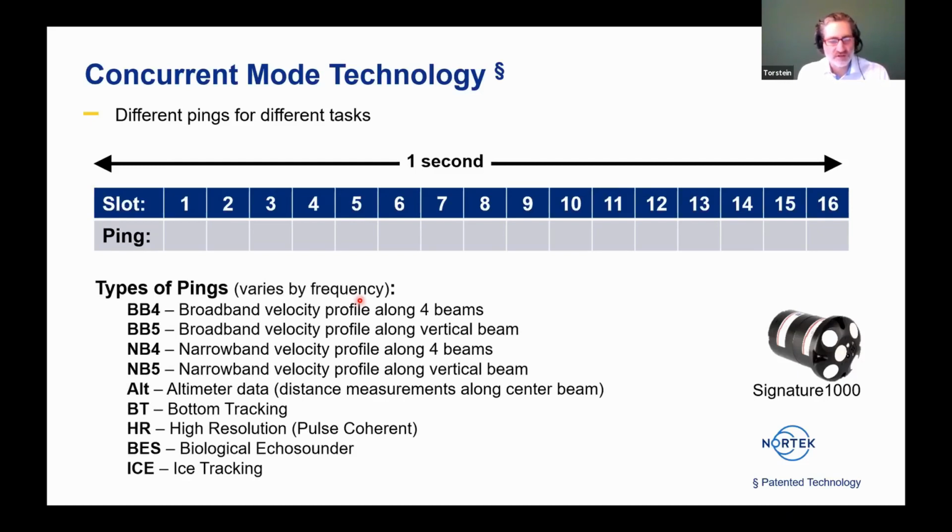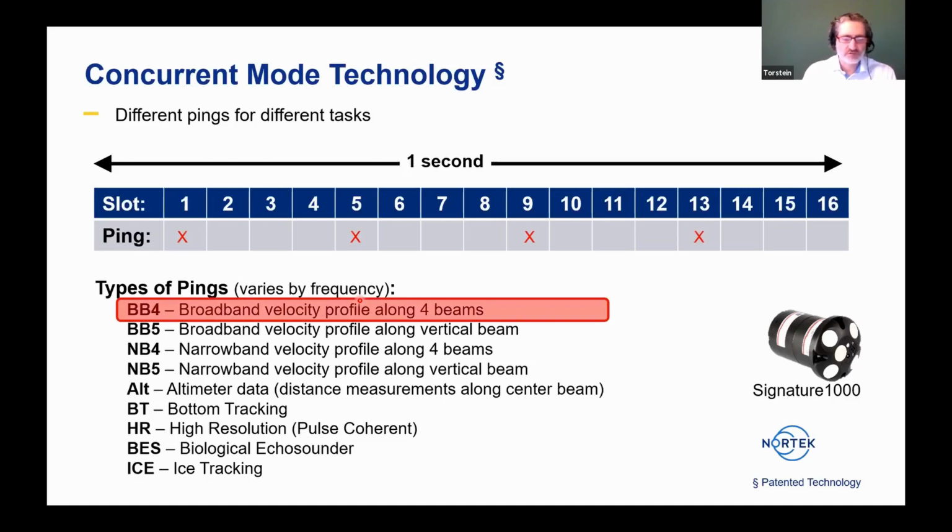For our wave measurements, we are using the broadband velocity profile on 4 beams, and we're using the echo sounder altimeter data. You can see where these fall within the time slot with some extra overhead. And this is sampling at 4 Hertz.